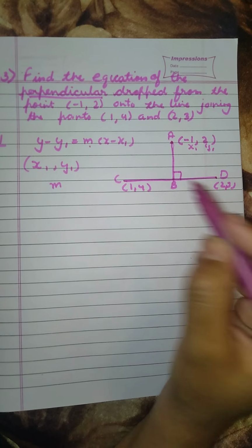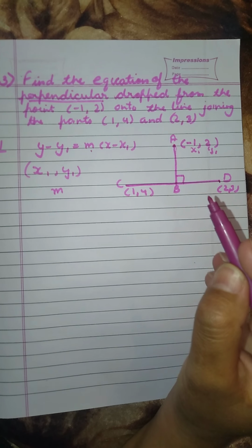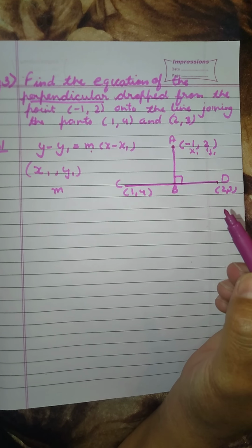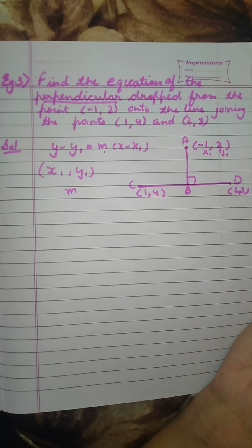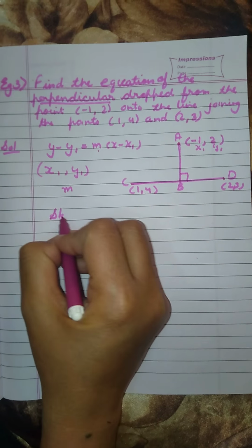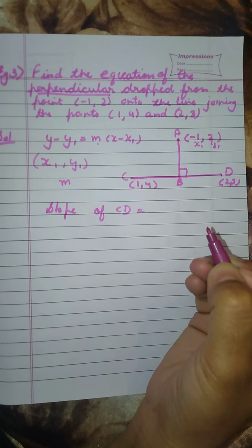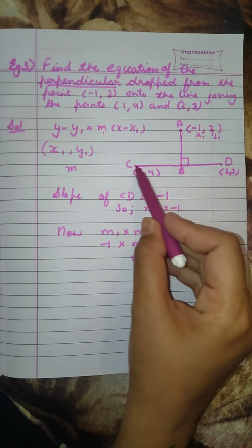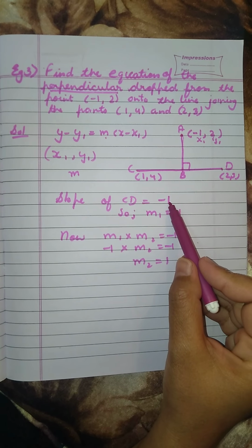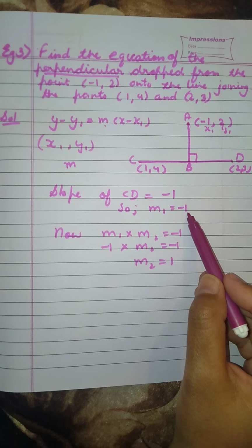So what I will do, I will find slope of CD. Then I will use the condition which was taught to you earlier, that whenever two lines are perpendicular, product of their slopes is equal to -1. So let me begin by finding slope of line CD. I found the slope of line CD, it came out to be -1. So I have named it as M1. Slope of line CD, M1 is -1.